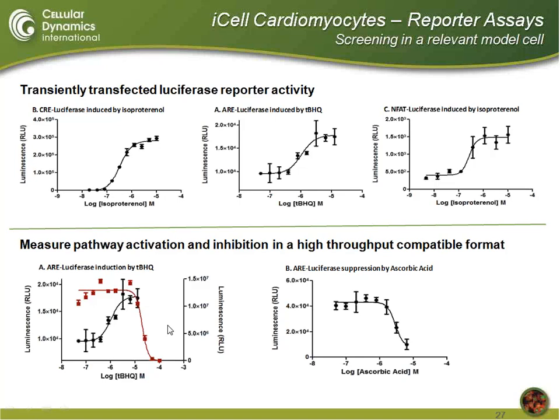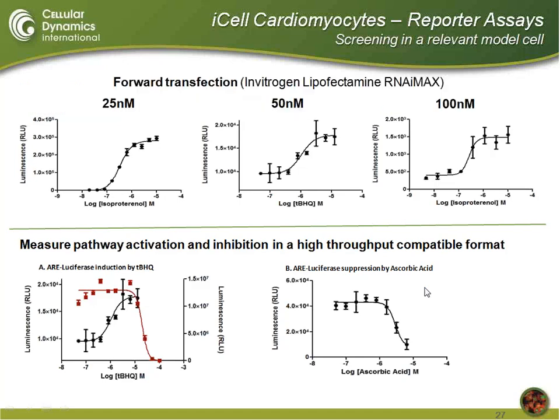And just as a further example, we've got the antioxidant response, looking at the cytotoxicity with TBHQ, showing an increase in the antioxidant response in black and a decrease in viability in red. And then taking that and blocking it with ascorbic acid, so an antioxidant, to suppress the antioxidant response element. And you can see, again, the expected decrease in the antioxidant response luciferase.